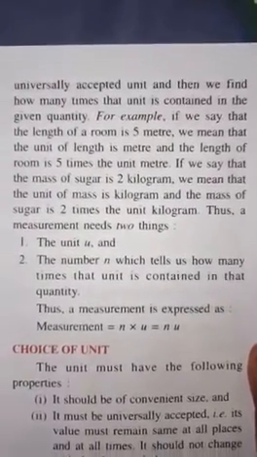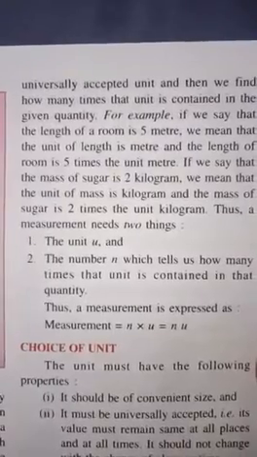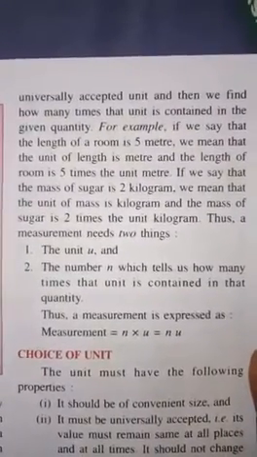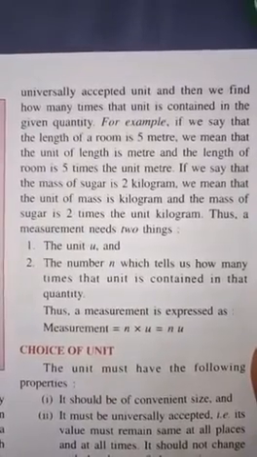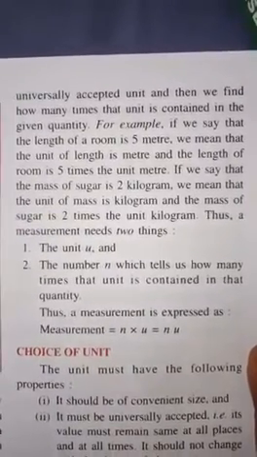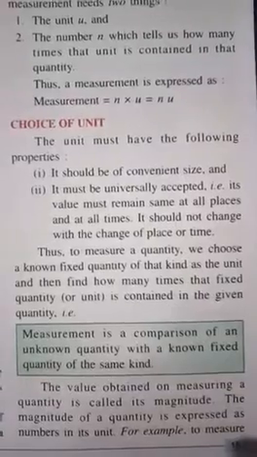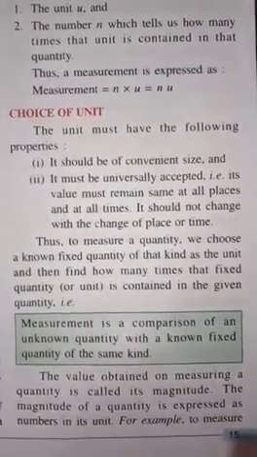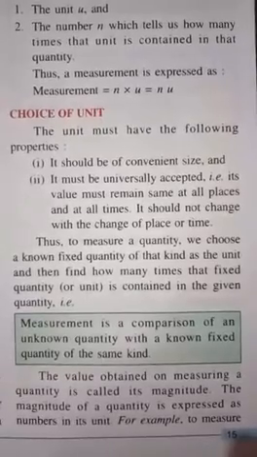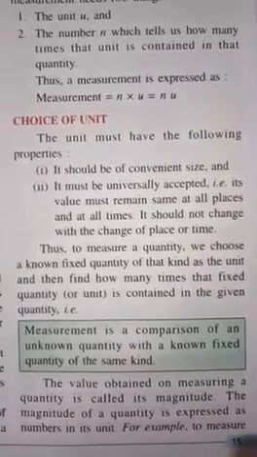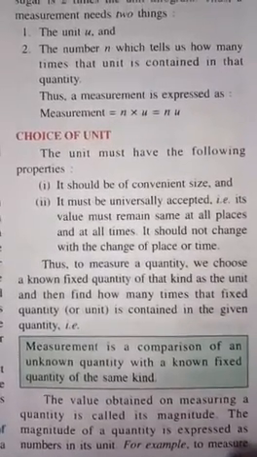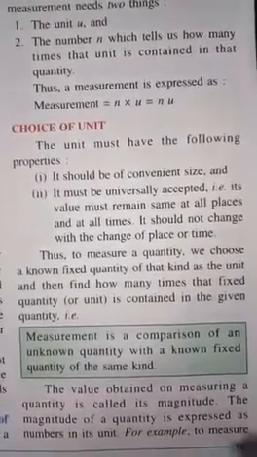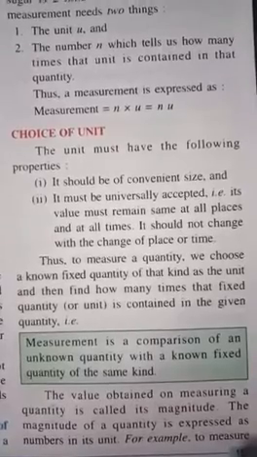So it is written over here: thus the measurement is expressed as measurement equals n times u, where n is the number which tells us how many times the unit it is, and u is that particular unit. A unit must have the following properties: first, it should be of convenient size, and secondly, it must be universally accepted. Here, universally accepted means whatever unit is used in India, that same unit will be used to measure in America also.